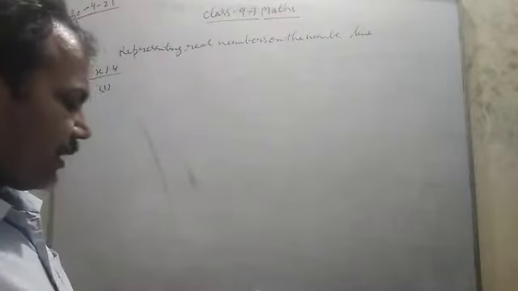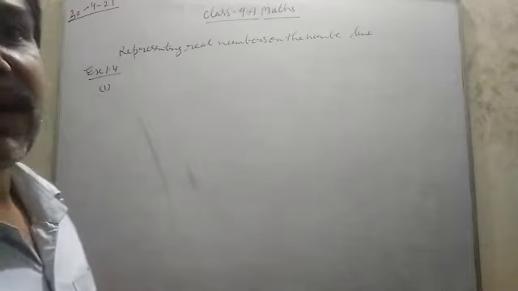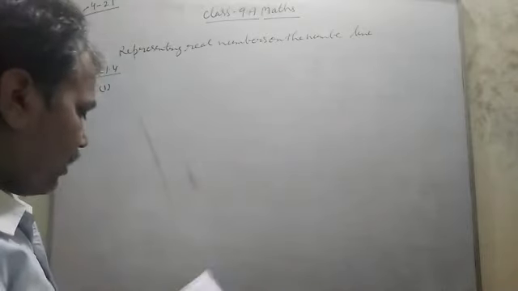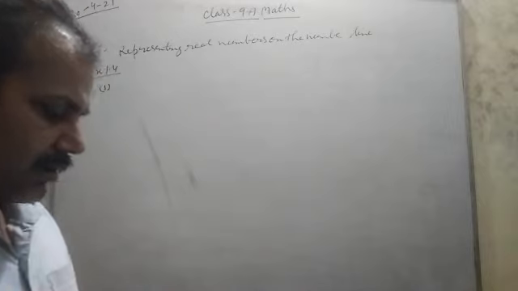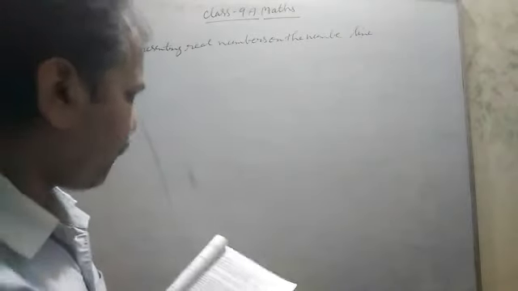Good morning, students. So today I will discuss representing real numbers on the number line. Okay. So real numbers here, decimal numbers we will represent on the number line. Okay. So this is also called successive magnification. Okay.